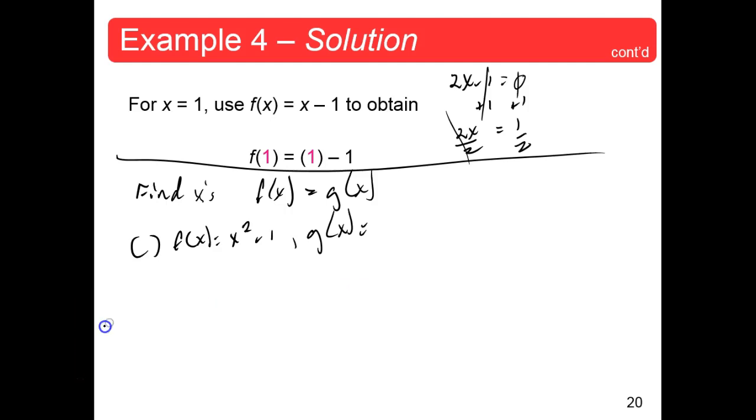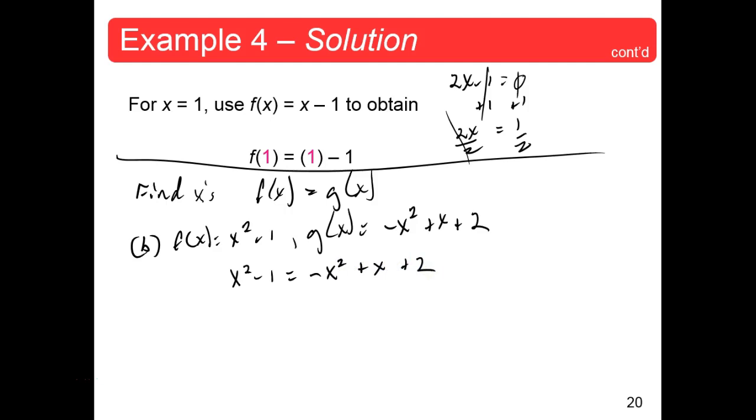So this is now the B part. F of X is equal to X squared minus 1, and G of X is equal to minus X squared plus X plus 2. Did I copy it right? I hope so. And what do we want? Yeah, F of X equals G of X, so you plug them in. F of X is X squared minus 1, and that's equal to G of X, which is minus X squared plus X plus 2.